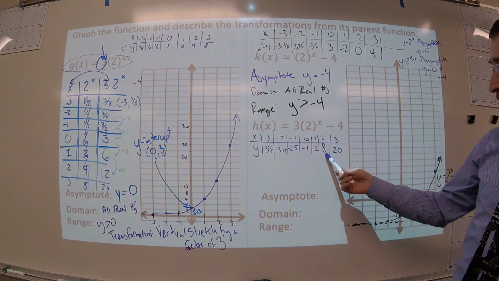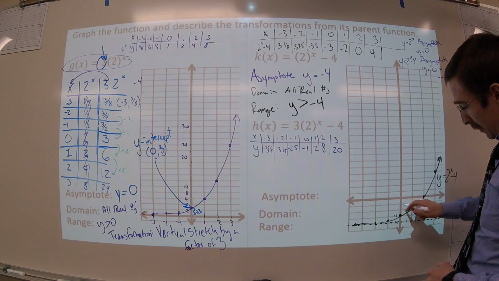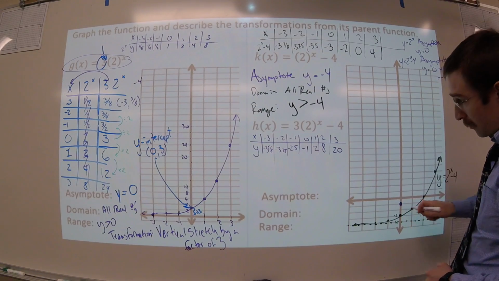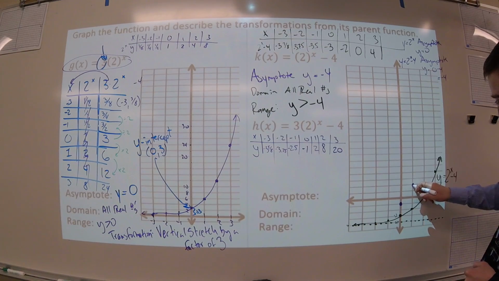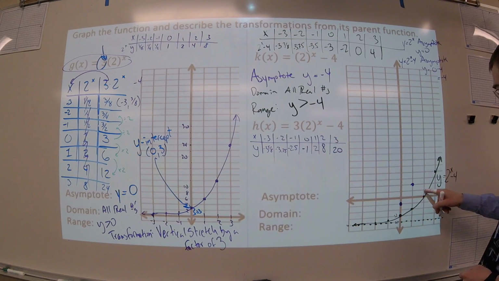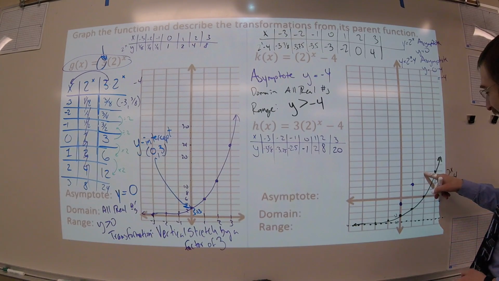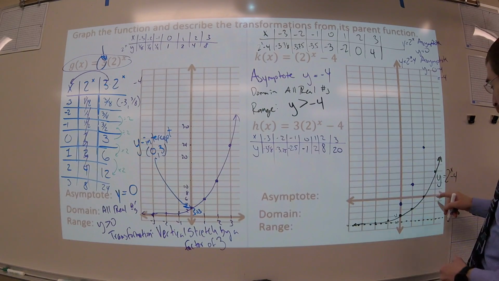So I'm going to graph this in purple. So 0, negative 1 is right here. 1, 2 is right there. 2, 8. 1, 2, 3, 4, 5, 6, 7, 8. There it is. And then I need 3, 20.